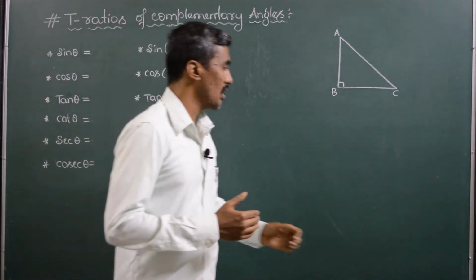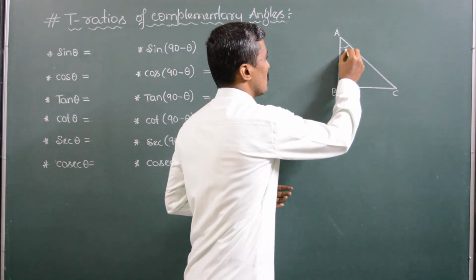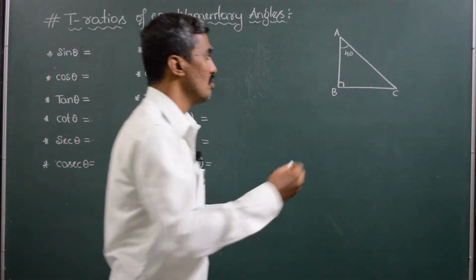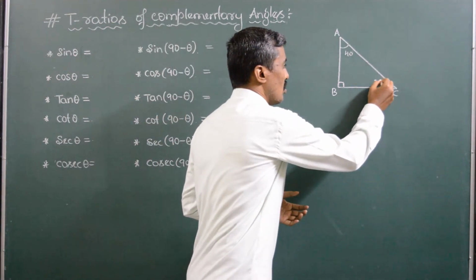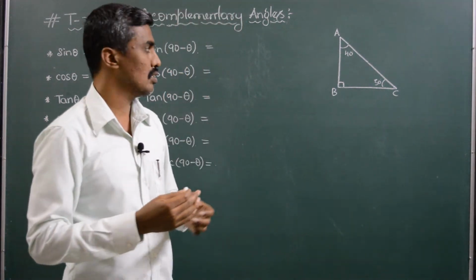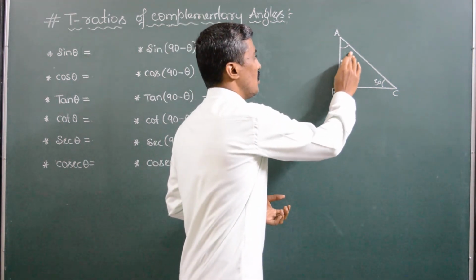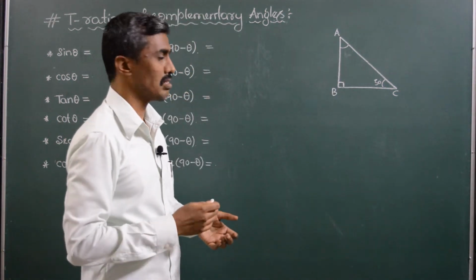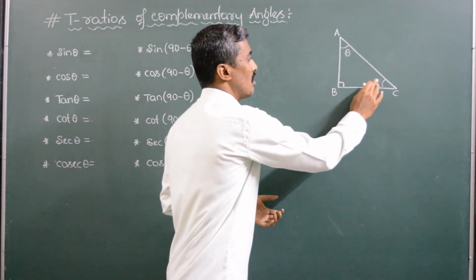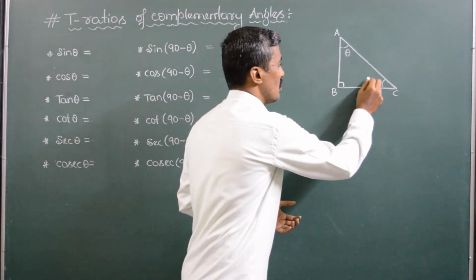Suppose I consider the measurement of angle A as 40 degrees, then what will be the measurement of C? That will be equal to 50 degrees. How did we get 50 degrees? That is 90 minus 40 degrees, correct? So angle C becomes 50 degrees. Instead of 40 degrees at vertex A, if I consider it as theta, then what will be the measurement of C? Then angle C will be equal to 90 minus theta.